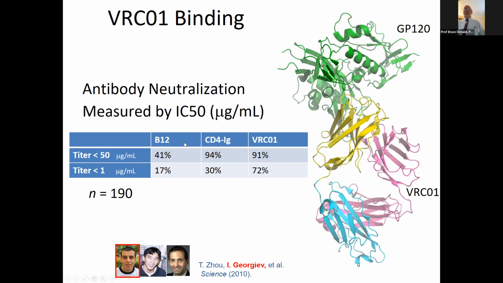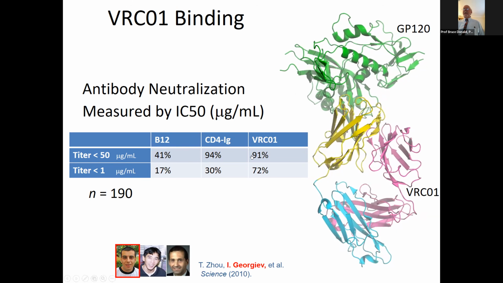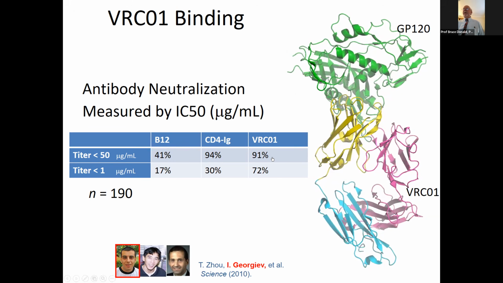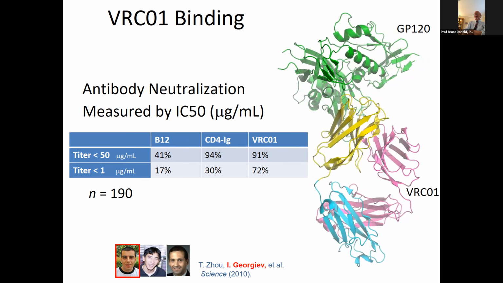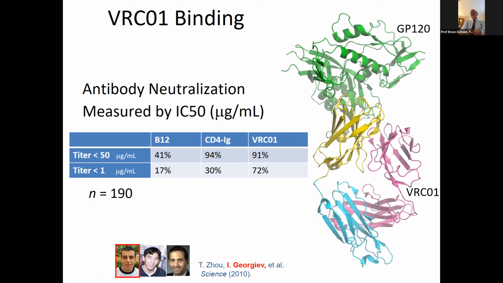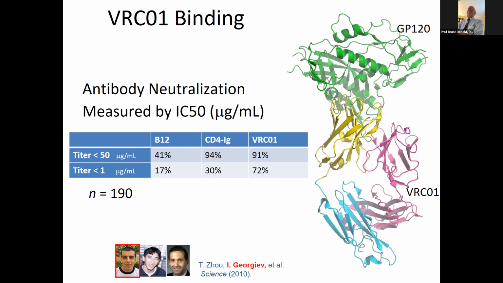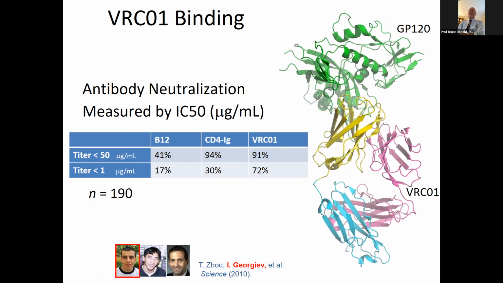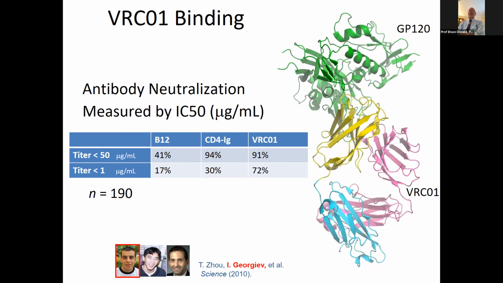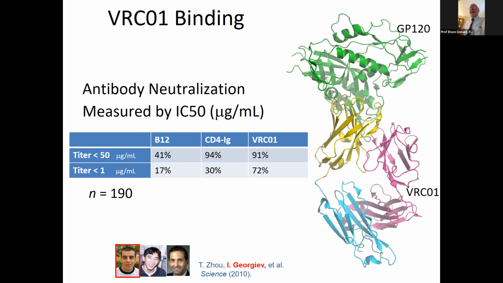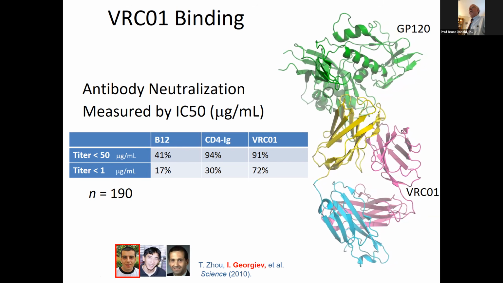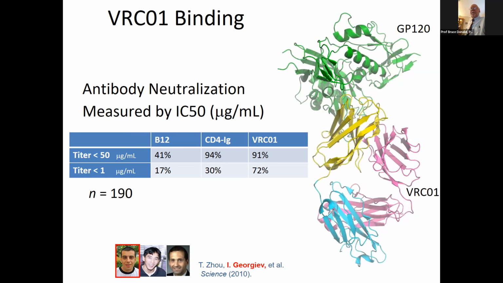VRC01 neutralized like 91% of the strains. So it's a really interesting structure, a really interesting antibody that's naturally produced. And the way this was found is, at the time, it was known there were so-called long-term non-progressors. These are people that were infected with HIV, they're not on antiretrovirals, and they're not sick, and they're holding off the infection, keeping their viral loads down for a long period of time.